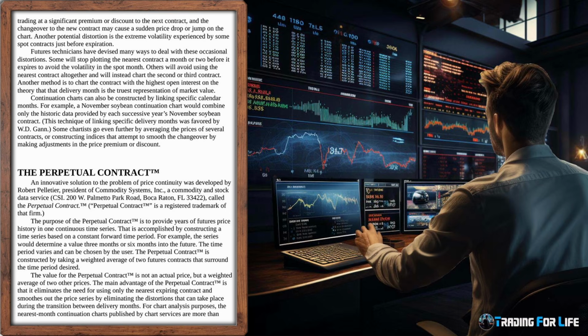CSI, 200 W Palmetto Park Road, Boca Raton, Florida, 33422.